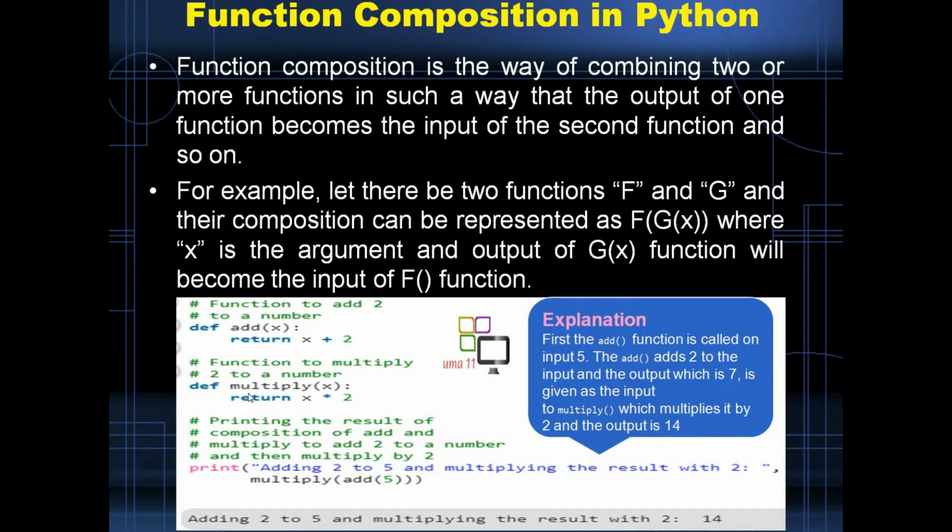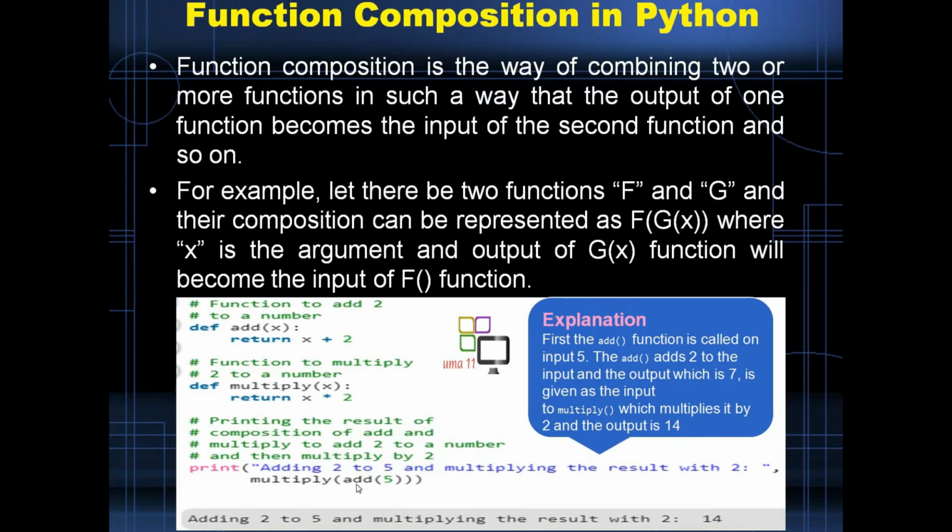One is an add function and another is a multiply function. In the add function, what is defined is x plus 2, so I am trying to add 2 to a number. In multiply, I am trying to multiply a number by 2. Here the print statement is "adding 2 to 5 and multiplying the result with 2", so that will be printed as it is, and multiply add of 5.